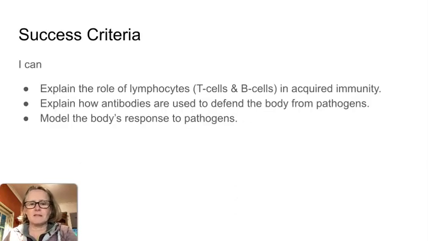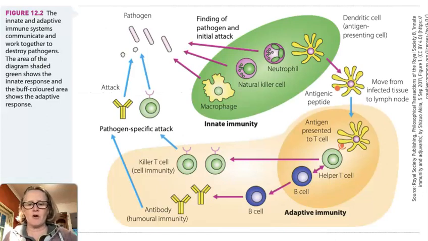So the success criteria: we're going to look at the different types of lymphocyte, the T cells and the B cells that are in the acquired or the adaptive immune system, how antibodies can be used, and we're going to use a model of flow diagrams to show how these things are connected. So let's start off with our overview.